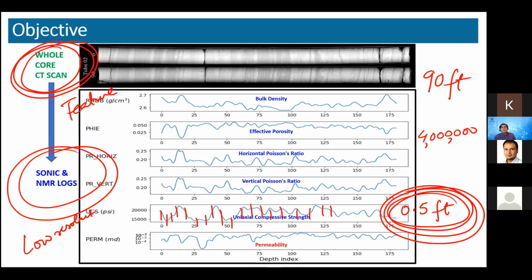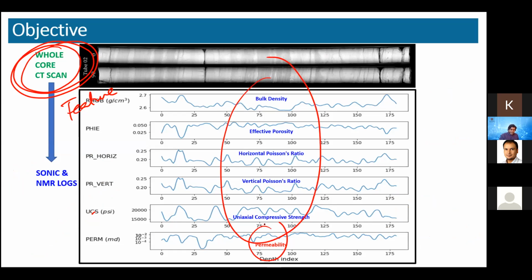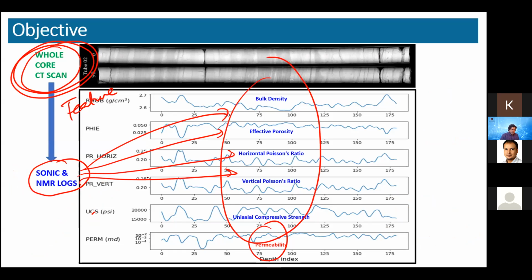My question is, the target parameters that you have, from where did you get these parameters? From experiments or from some models? Yeah. So all these parameters were obtained from sonic logs and NMR log.